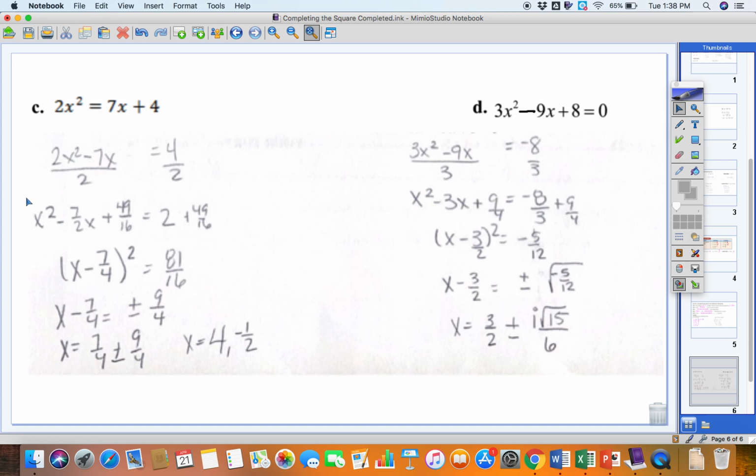Then I'm going to add the 7/4 to the other side. So I have 7/4 plus 9/4 and 7/4 minus 9/4. So I end up with 4 and negative 1/2.